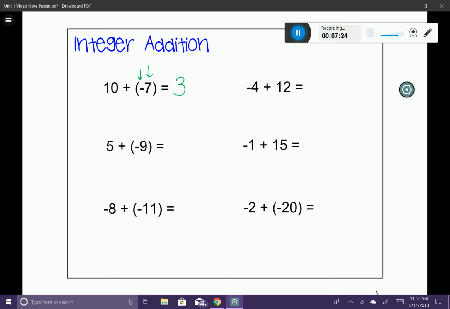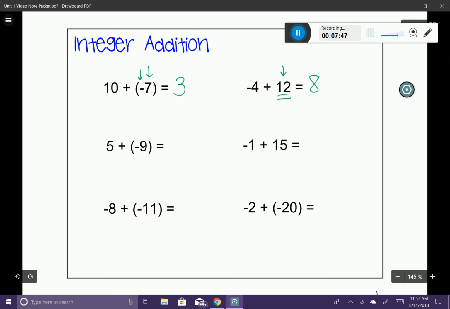-4 plus 12. I'm going to begin at -4, and I'm going to move in the positive direction 12 spaces. So, -4, if I move it up to 0, I used 4 spaces. How many spaces do I have left if I'm only given 12 spaces? Well, I only have 8 left to use.